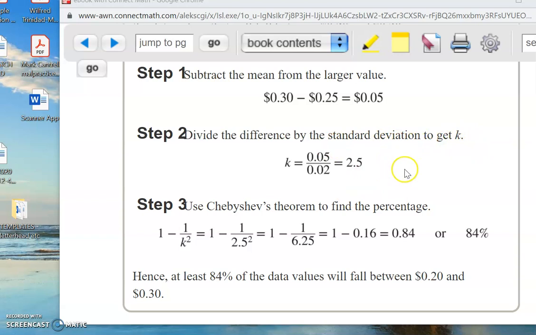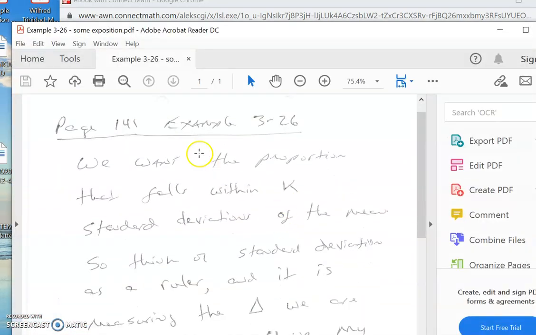Now don't just memorize formulas, because in a moment of stress you're going to forget the formula. Where does this come from? How do we get this? Why do we divide the difference by the standard deviation to get the K? Well, I wrote it out for you. Here it is. Okay, so here's example 3-26.